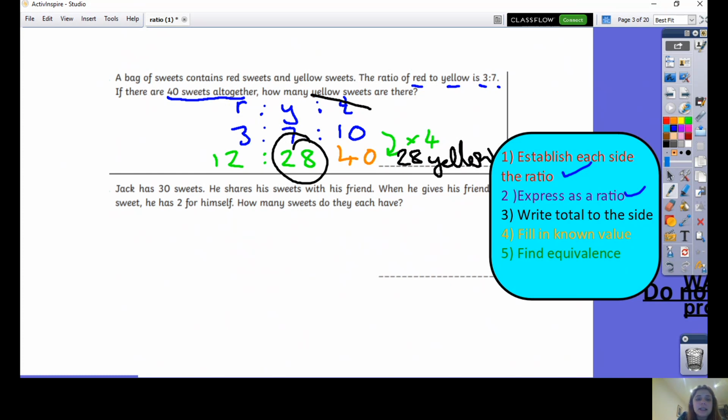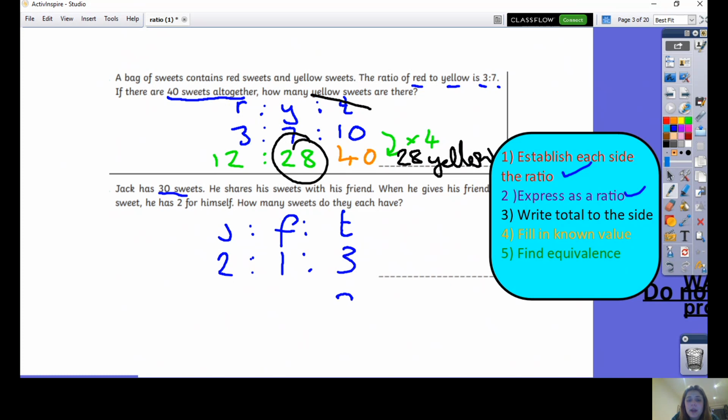This is similar to the one we looked at yesterday. Jack has 30 sweets. He shares his sweets with his friend. When he gives his friend a sweet, Jack has 2 for himself. So we've got Jack, we've got his friend, and we've got the total. How many sweets do they each have? Jack has 2 and his friend gets 1 each time. In total, that's 3 sweets.